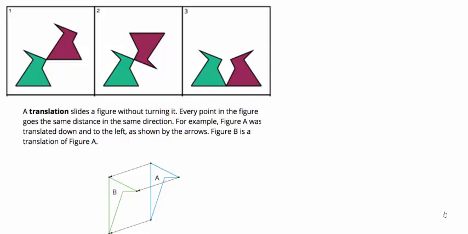Alright, so let's talk about some of the categories we made. We have reflections, rotations, and sliding, which is called a translation. And a translation slides a figure without turning it. So just this card is a translation, right? Because we're just sliding without turning. So we start at figure A, and we slide to figure B.